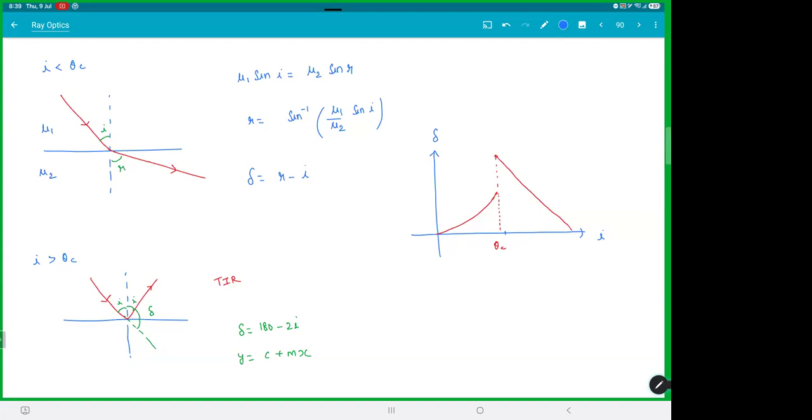All clear with this? Any doubts on this? Advai, clear with this? Aditi? Shayan? Next one.